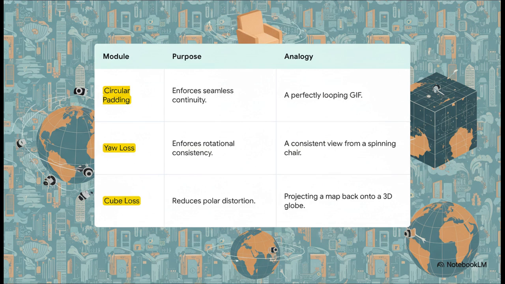It's like telling a student who has only ever seen flat world maps, okay, your map looks good, but now let's wrap it around a real 3D globe and see if it still makes sense. This forces the model to learn the rules of the projection so it can generate geometrically correct poles instead of just copying the blurry mess it saw in the training data.